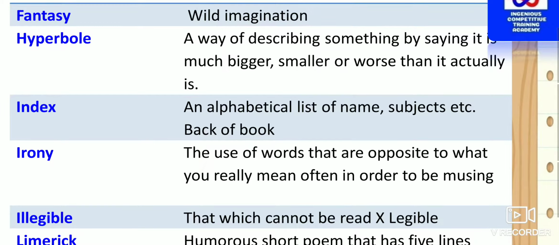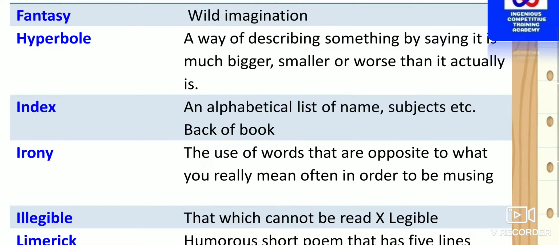Index, an alphabetical list of names, subjects, etc. at the back of a book. The index is given for easy reference. Irony means the use of words that are opposite to what you really mean, often in order to be amusing. Illegible means that which cannot be read is known as illegible. The opposite is legible. Here, limerick means a humorous short poem that has 5 lines.